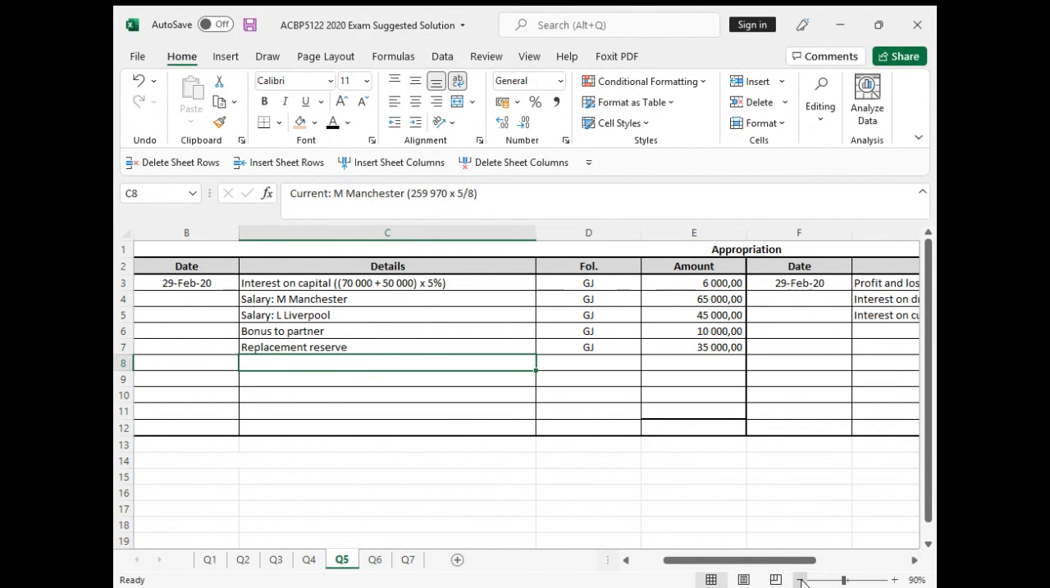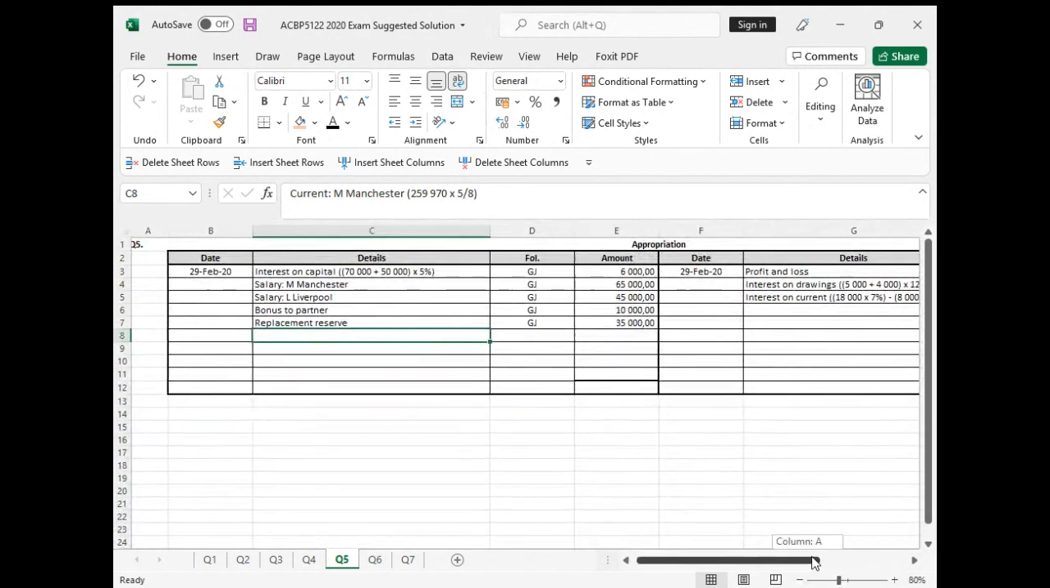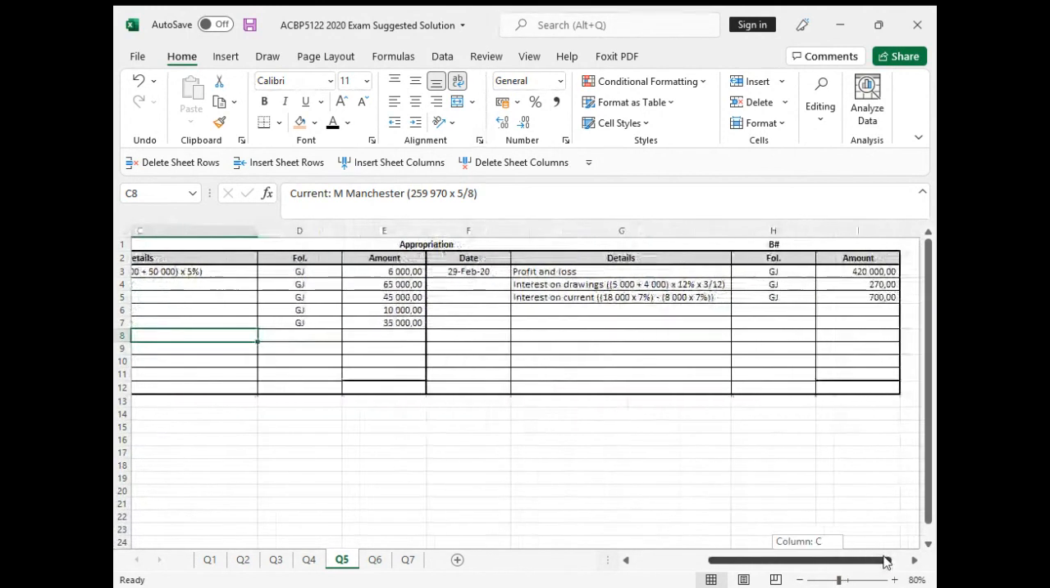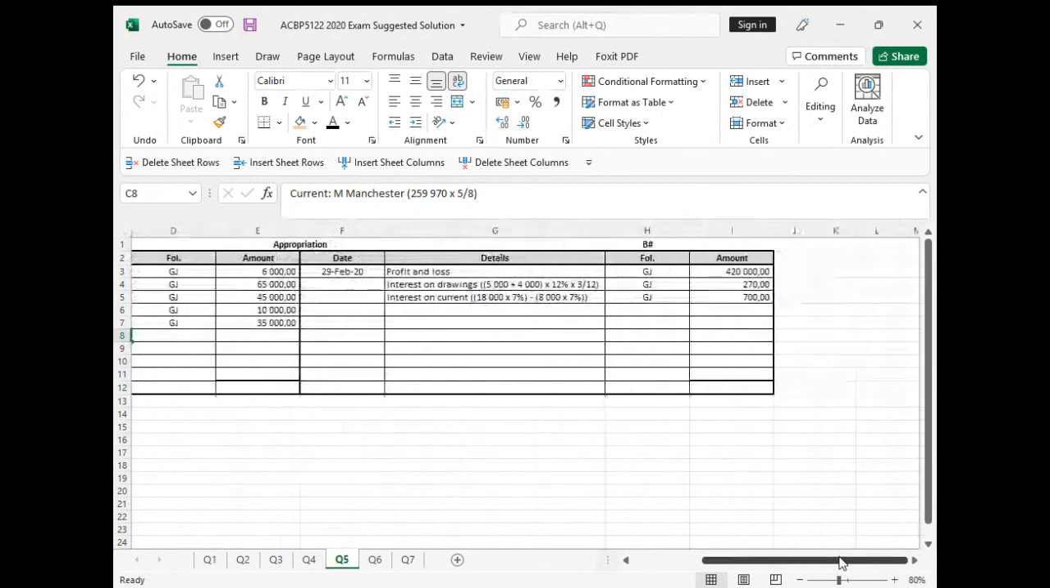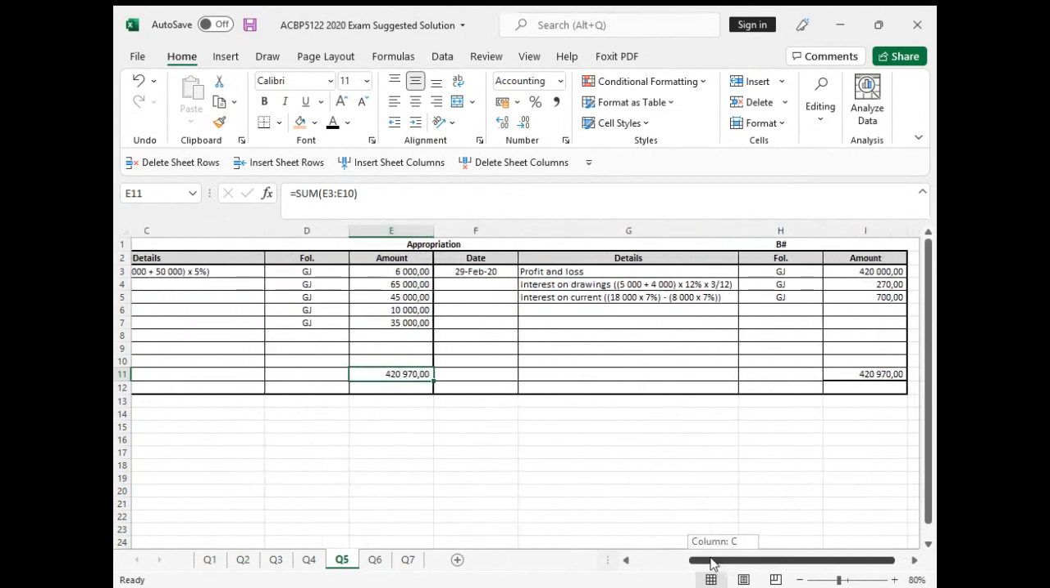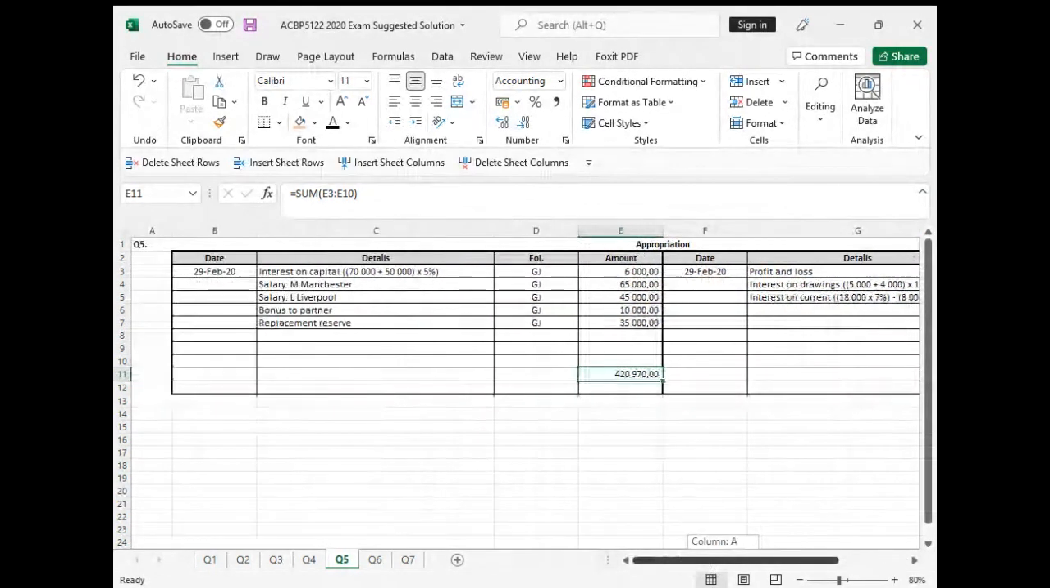Now the last step, what do we have to do? Remember your appropriation account, your debits must equal your credits once you are done. So what we do now is we look at which side is the bigger one. Now we know the credit side is in this scenario bigger than the right hand side. So our total is the 429,970. Now we need to work out what is the remaining profit and loss that will be distributed.